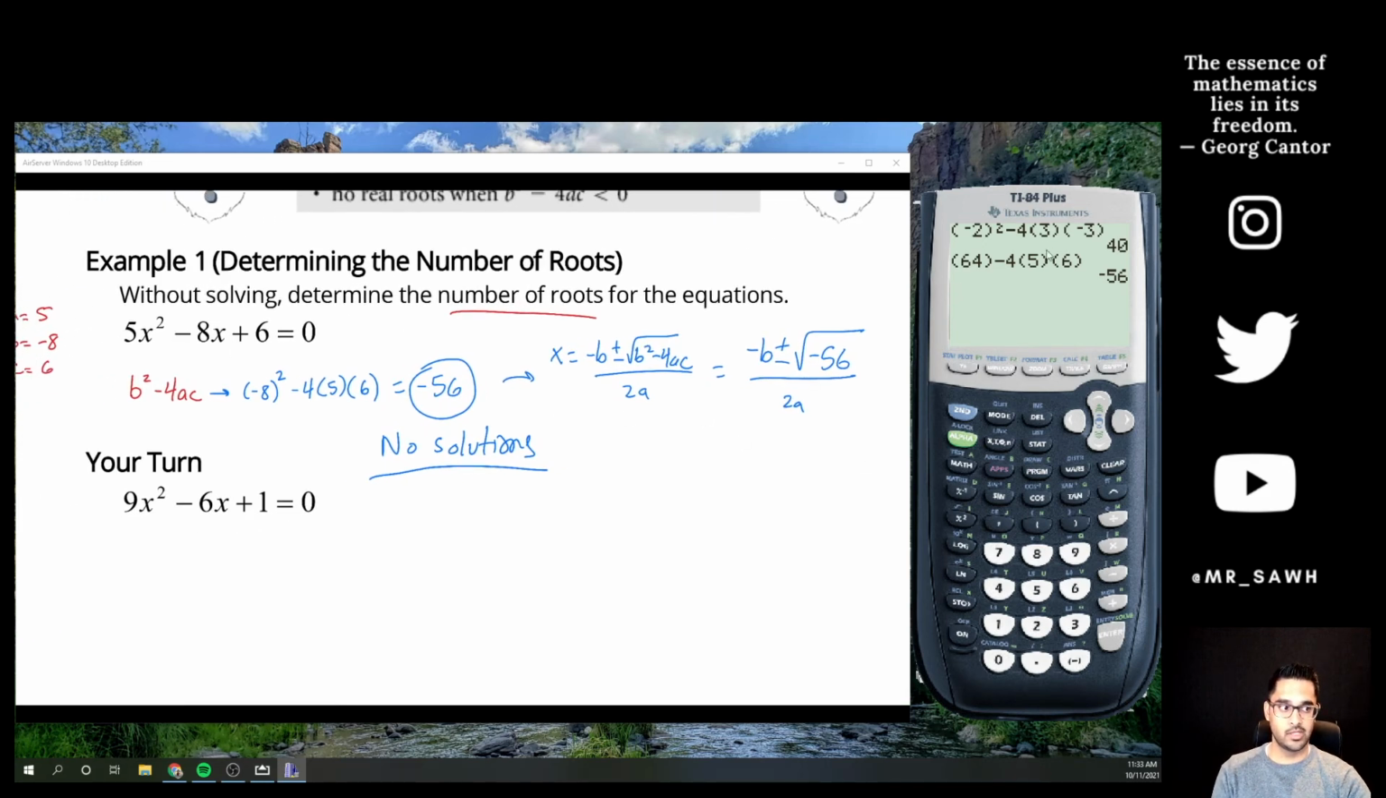Right, you could graph it as well. I don't want to solve them. All I know is there's no answers, right? There's no solutions. You can try this underneath for the other one.